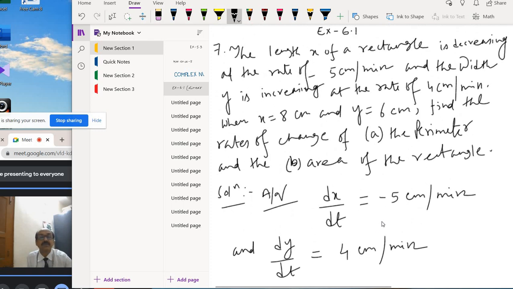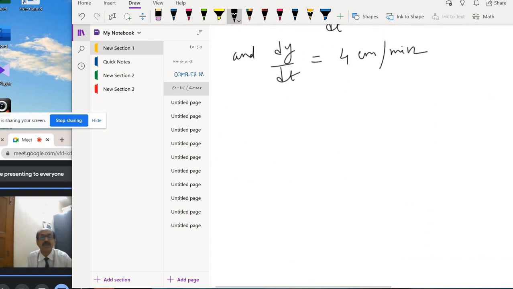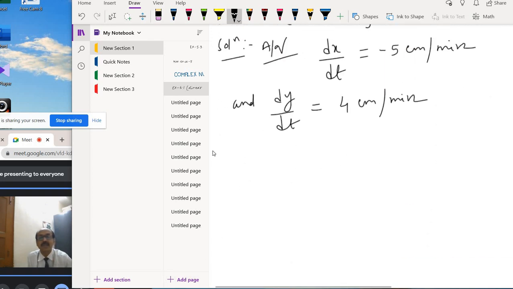Now, when x equals 8 and y equals 6, find the rate of change of the perimeter and the area of the rectangle. Okay, so the perimeter of the rectangle. Let P be the perimeter, then P equals 2 into x plus y. This is the perimeter of the rectangle.